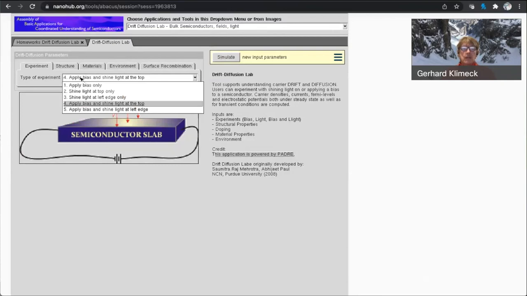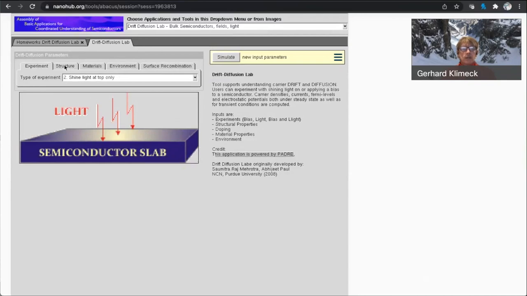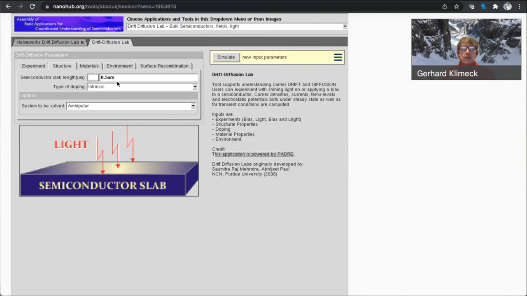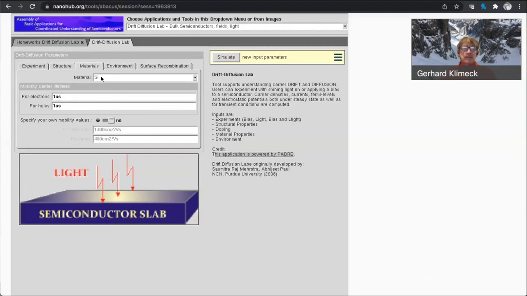But let me start out with just shining light on the top. So that's the experiment I want to run. Again, I'm looking at a slab that's 0.5 micrometer long. I'm just going to look at intrinsic material. I'm going to look at silicon, and the typical minority carrier lifetime here is 1 microsecond. So that's quite all right.